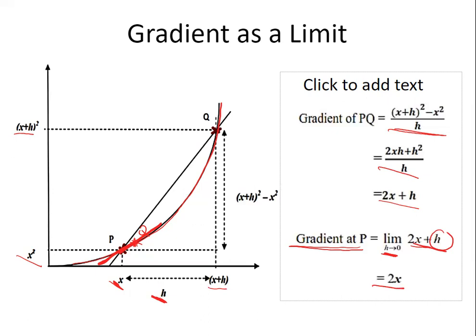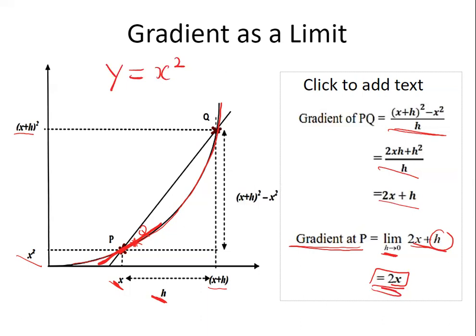Therefore, they said that this 2x now is what we will refer to as the gradient function of the function y equal x squared. And with this gradient function, you can now calculate the gradient of y equal x squared at any point. You just have to have the x value and you substitute it in 2x and you get the gradient.